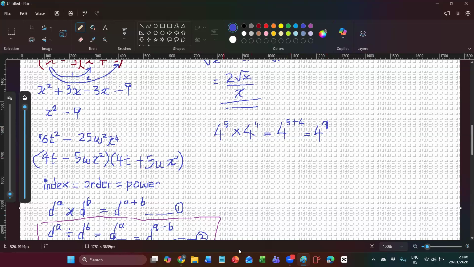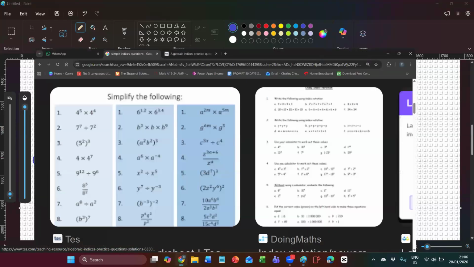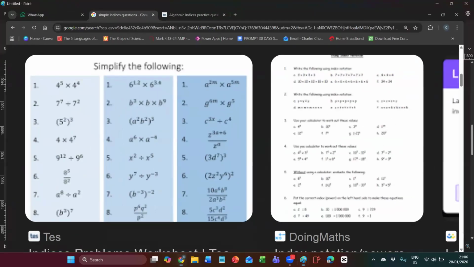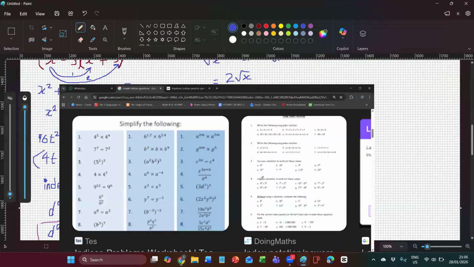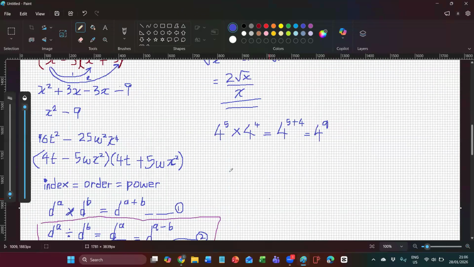All right. So because of time, I just want to go to the next one. The next one says 7 raised to the power of 7, at least that's what it looks like to me, divided by 7 raised to the power of 2. Yes. So let's see. 7 raised to the power of 7 divided by 7 squared. Now, what do you think we'll do in this case?